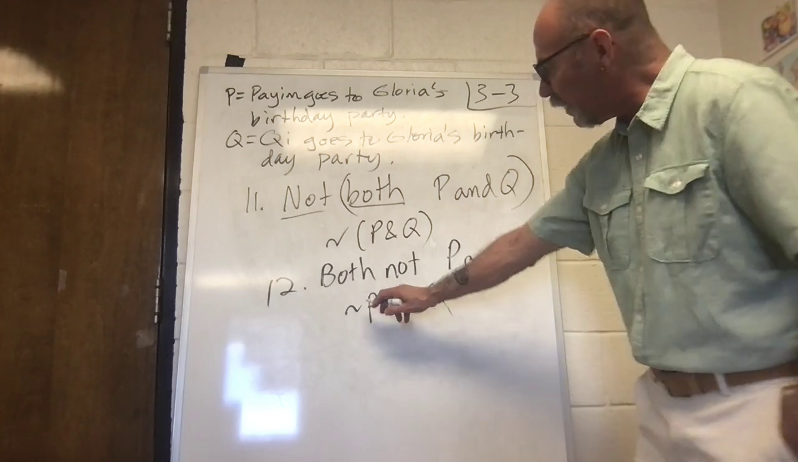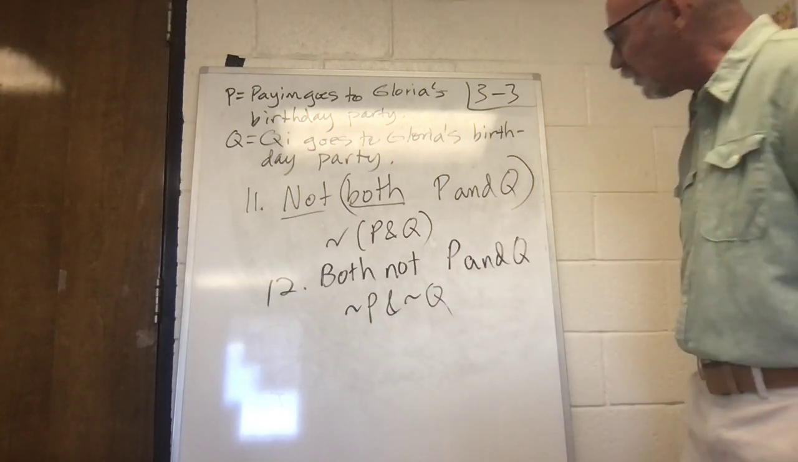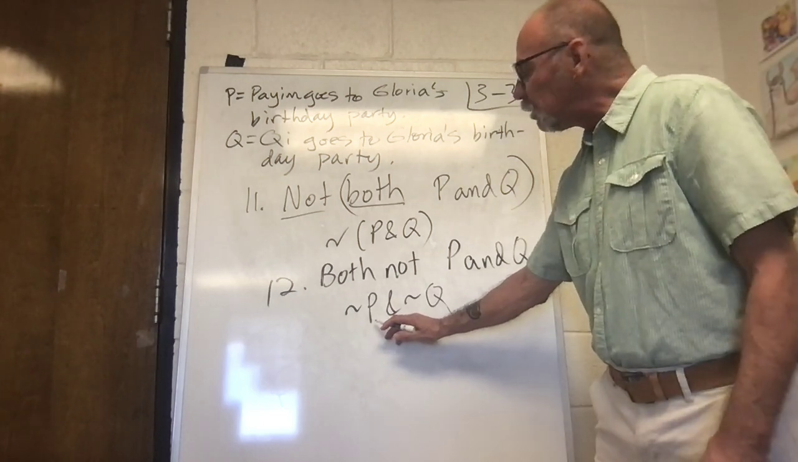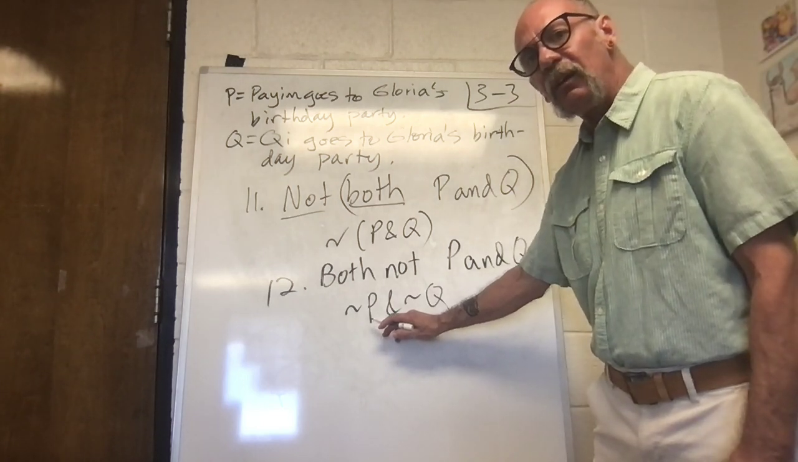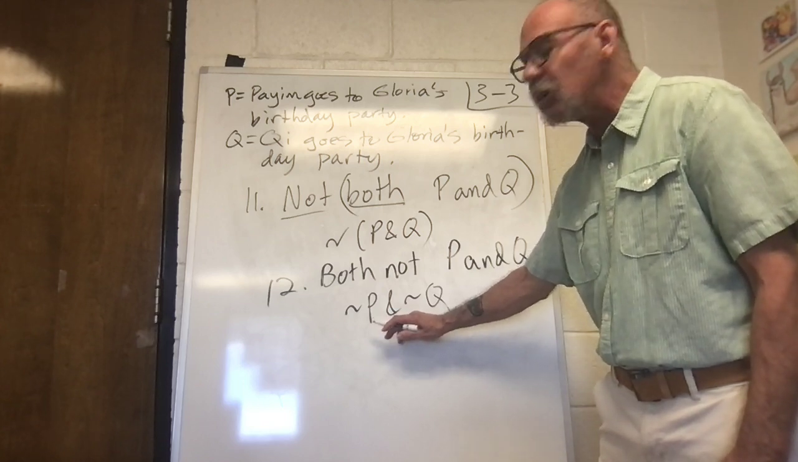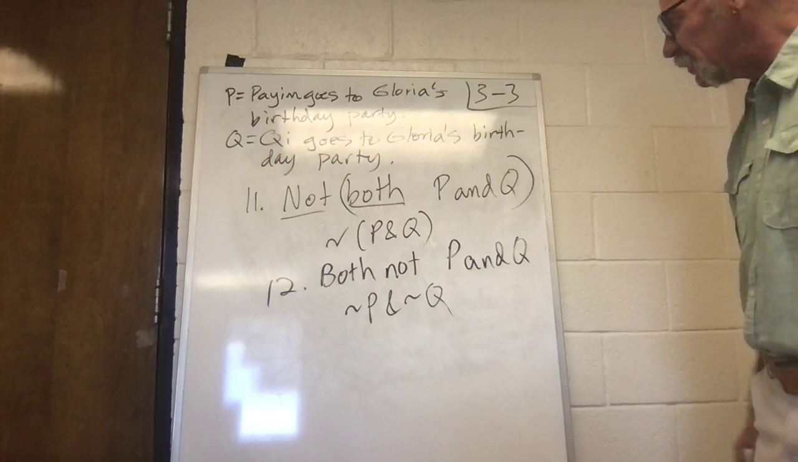So in 12, if I read how this thing just reads, it's negation sign P ampersand negation sign Q. Negation sign P is one conjunct. It would be incorrect to say that P is a conjunct here. It's not. Negation sign P is a conjunct. Negation sign Q is the other conjunct.